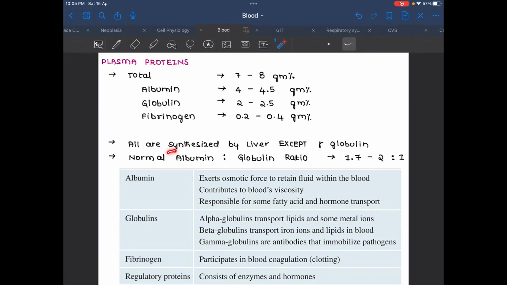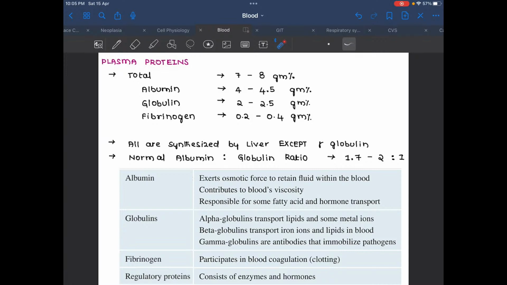We know all of them are synthesized by the liver except the gamma globulins, which are mainly synthesized by the plasma cells, the B effector cells that we studied. Normally the albumin-globulin ratio we have to remember is 1.7 to 2:1. This ratio can obviously vary. So what is the main role of albumin?